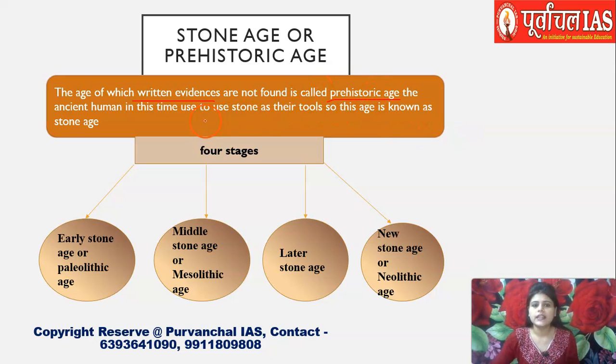There is one more thing: during that time we have come to know through these evidences or archaeological sources that people used to use stone as their tools, and hence this age is also known as the Stone Age, right? This Stone Age, or you can say prehistoric, is further divided into four stages. Early Stone Age, which is also known as Paleolithic Stone Age, Middle Stone Age or Mesolithic, Later Stone Age, and then the New Stone Age or say Neolithic Stone Age.